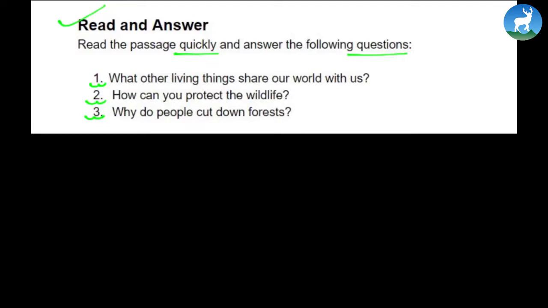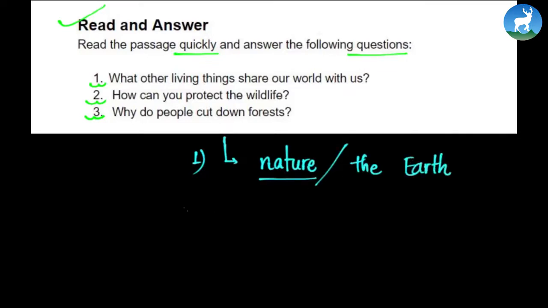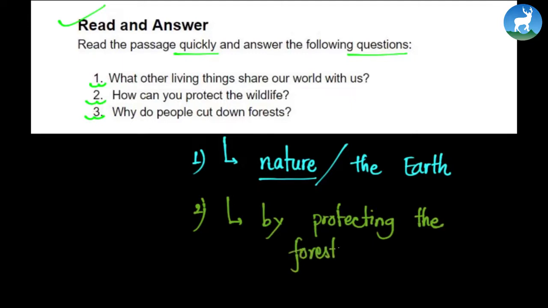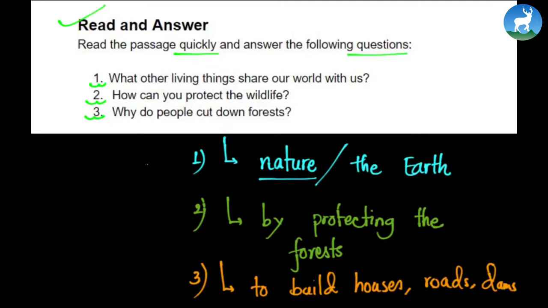A brief answer to these questions would be like this. What other living things share our world with us? I guess they share our world with nature, the earth, right? Number 2, how can you protect the wildlife? By preserving or by protecting the forest. These are just brief answers. By no means are they the ultimate answer. Why do people cut down forests? To build houses, roads, dams, just the brief answer.